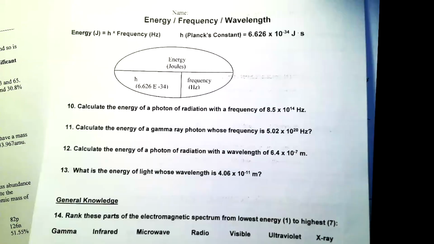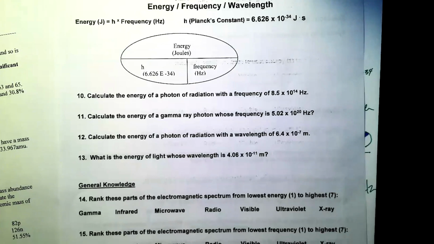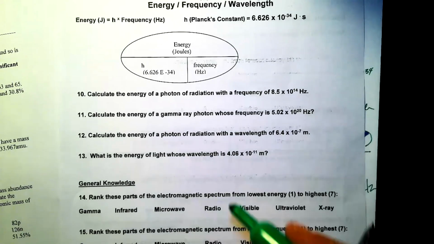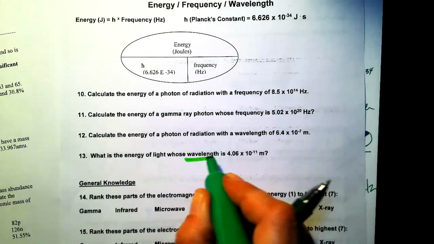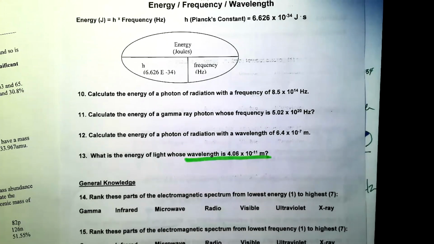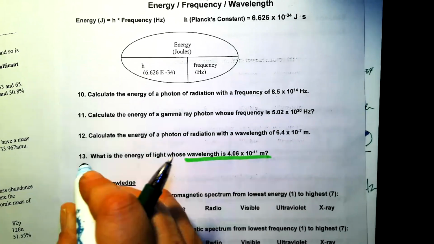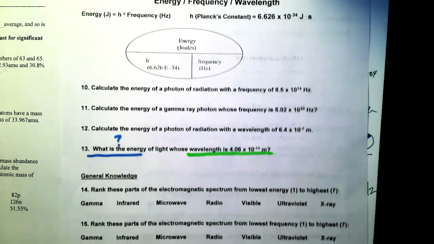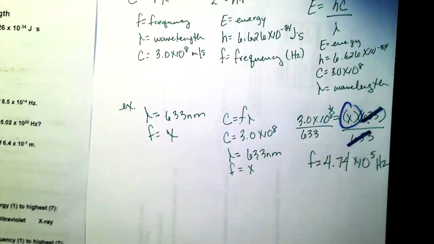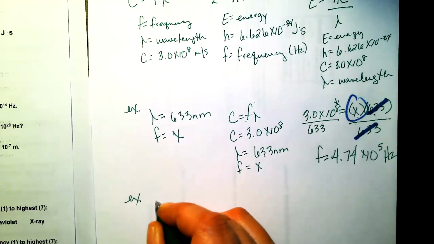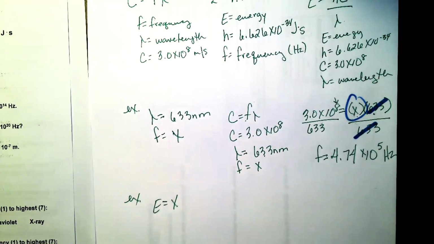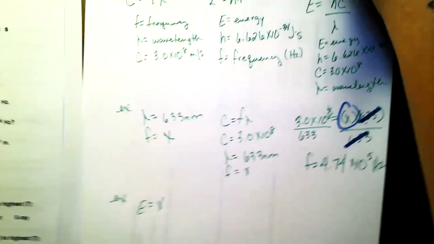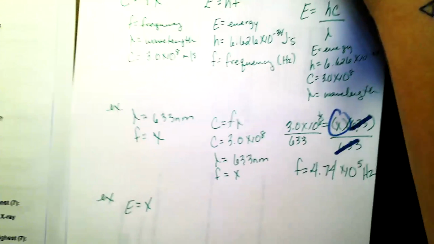All right, so in this problem, it's giving us wavelength, and it's asking, what is the energy? Their question. So we're going to go back, take a look at what our options are here. Let me write it down. We don't know what energy is. That's our X. That's what we're solving for. And it's giving us wavelength, 4.06 times 10 to the negative 11 meters.